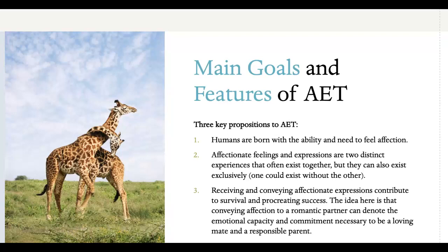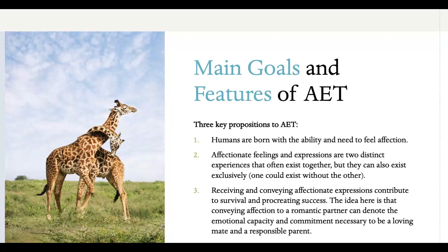Now, the third one is that receiving and conveying affectionate expressions contribute to survival and procreating success. And this is where the biology part is very strong. So, the idea here is that conveying affection to a romantic partner can denote the emotional capacity and commitment necessary to be a loving mate and a responsible parent.